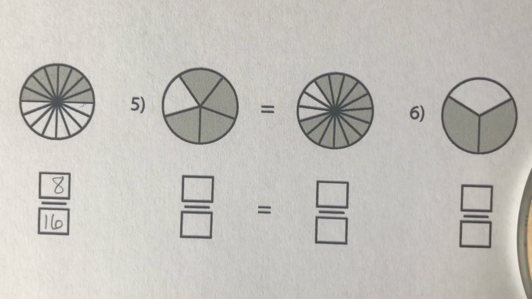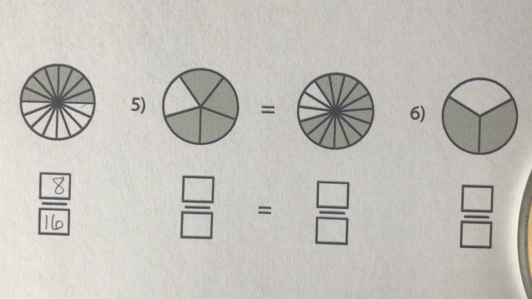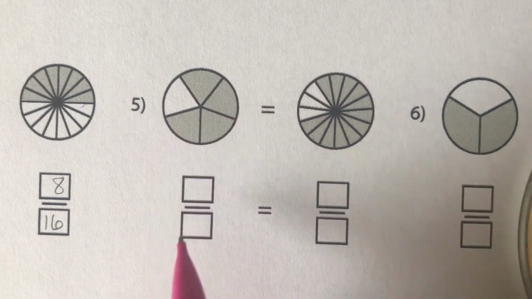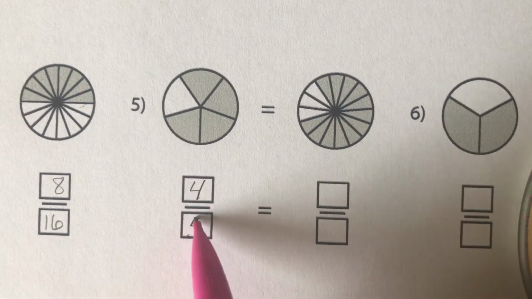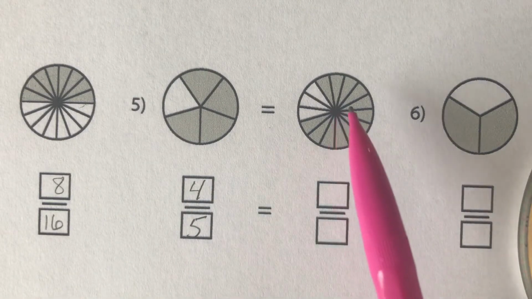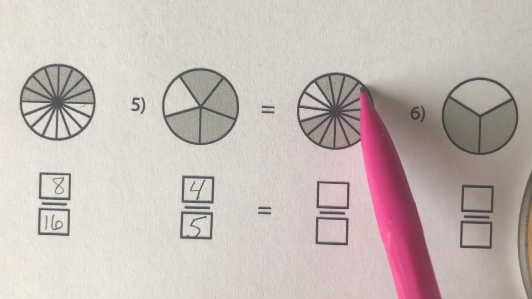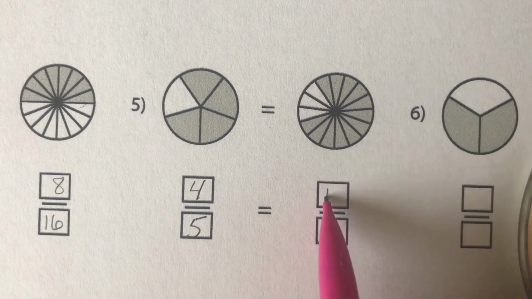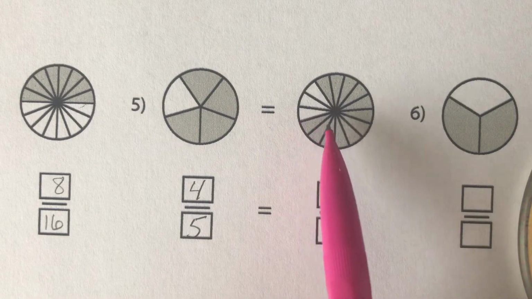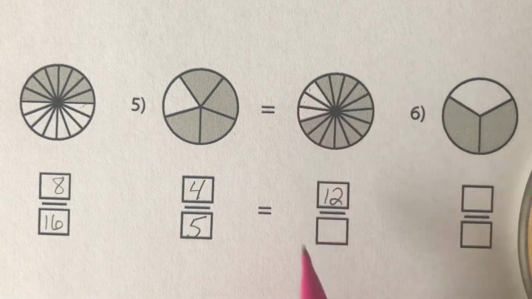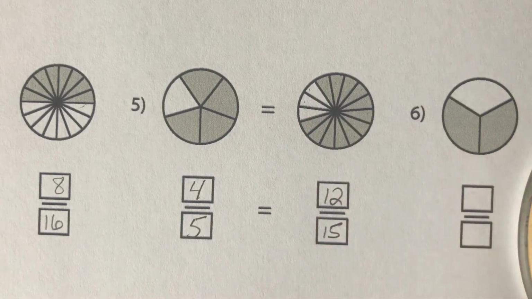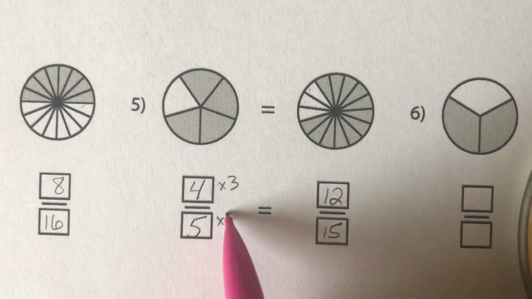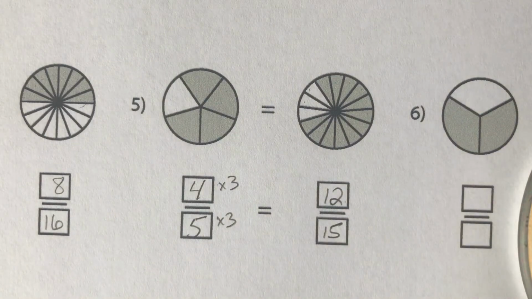Go ahead, try 5, pause your video. We've got 4 shaded out of a total of 5. Over here, 12 shaded out of a total of 15. So here 4 times 3 gives us 12. 5 times 3 gives us 15.